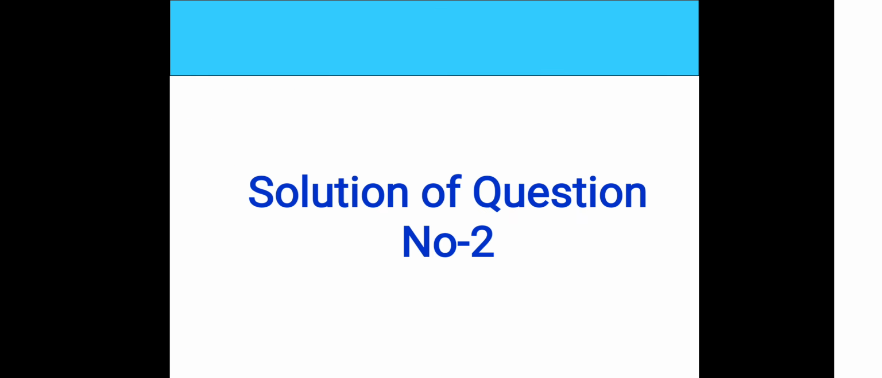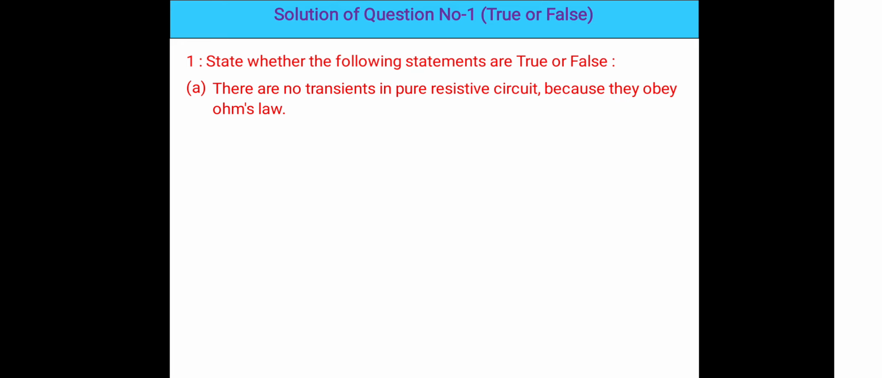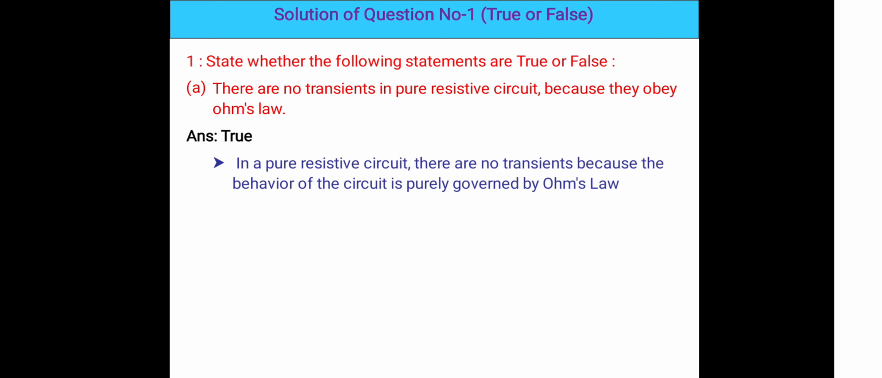Next is the solution of question number 2, that means true or false. State whether the following statement is true or false. There is no transient in a pure resistive circuit because it obeys Ohm's law. Yes, this statement is true because resistive circuits do not produce any transient. Therefore, in a pure resistive circuit there is no transient because the behavior of the circuit is purely governed by Ohm's law. So that's why this statement is true.